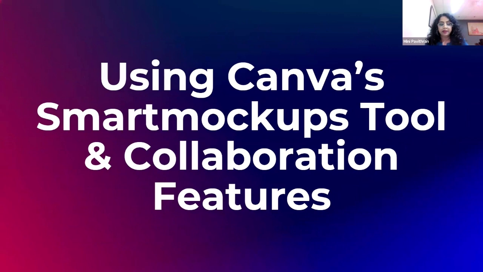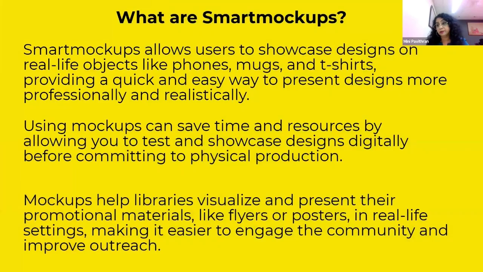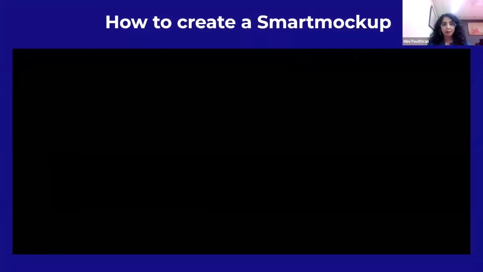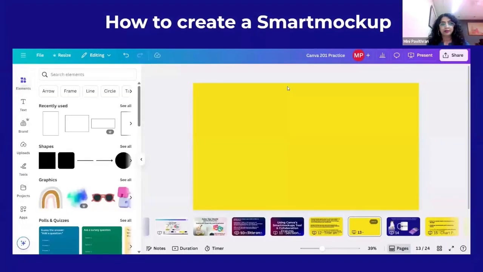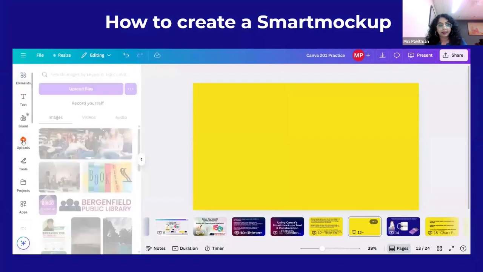So next, let's see how we can use the Canva tools, which offer smart mockups and collaboration features. What are smart mockups? Smart mockups let you place your design on real objects like mugs, phones, t-shirts. It's a fast way to create a professional mockup without a photo shoot. Perfect for marketing or library promotions. This is how I created it. This is an easy way to create a smart mockup in Canva.